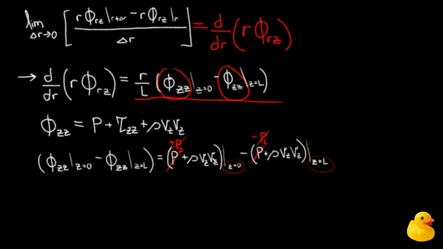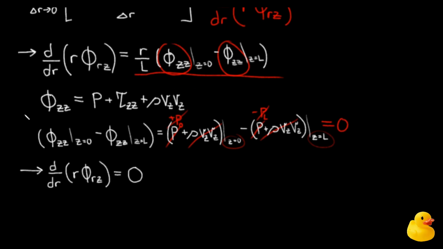And now the velocity terms, the axial velocity is going to be the same at the beginning and at the end in terms of just the z. These will cancel out as well. So this whole thing just becomes 0. If we plug that back into our equation that we had earlier, it's just that d/dr of r phi rz is 0.